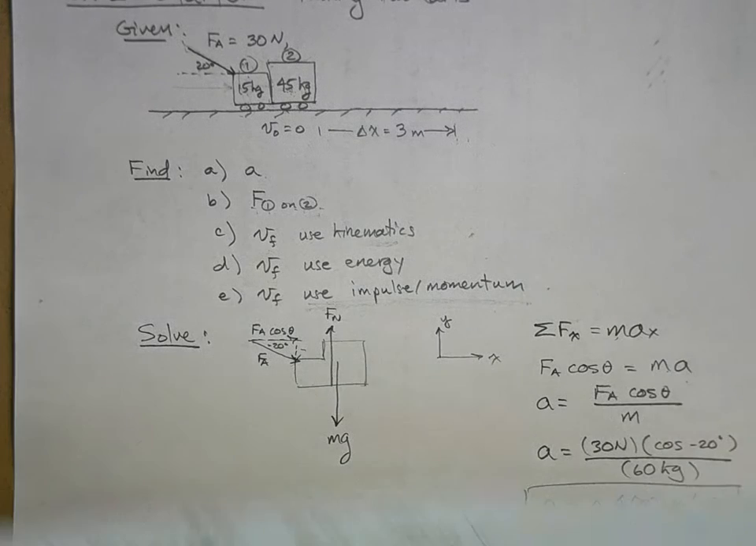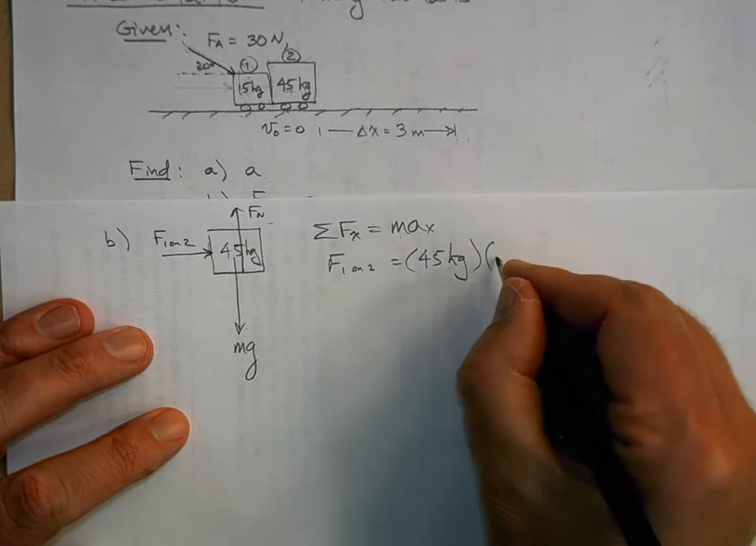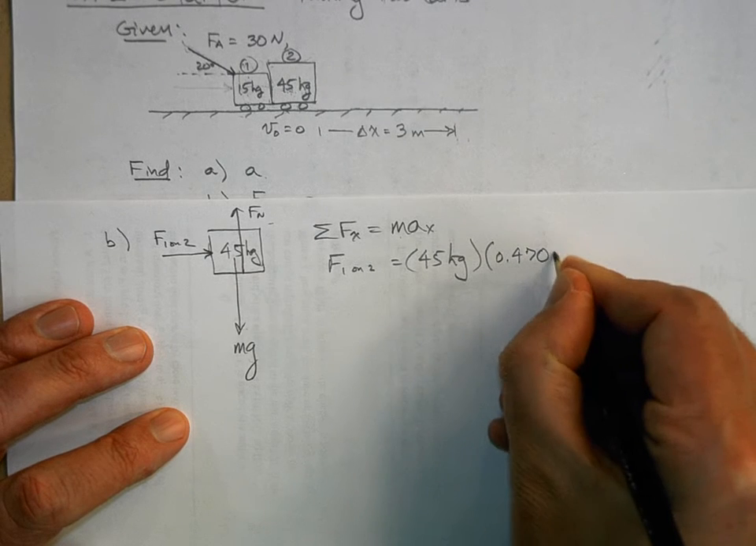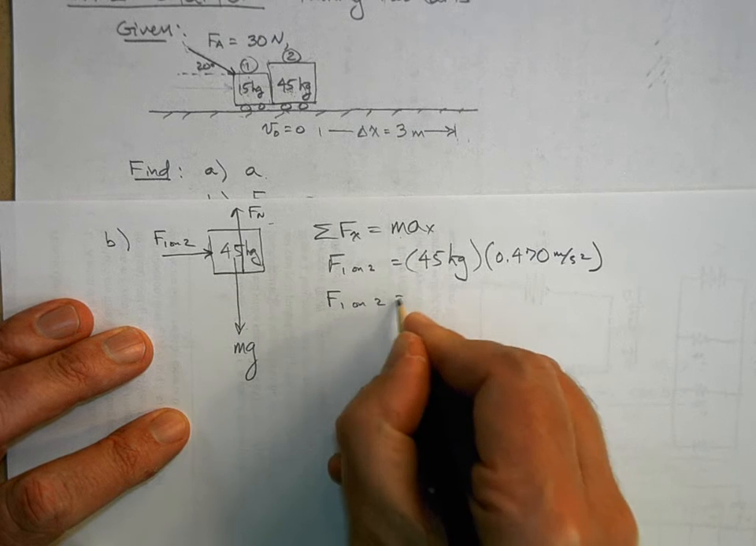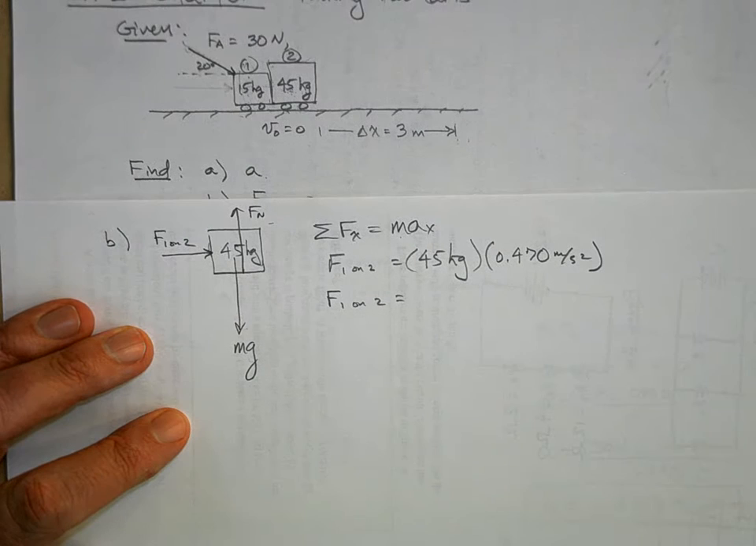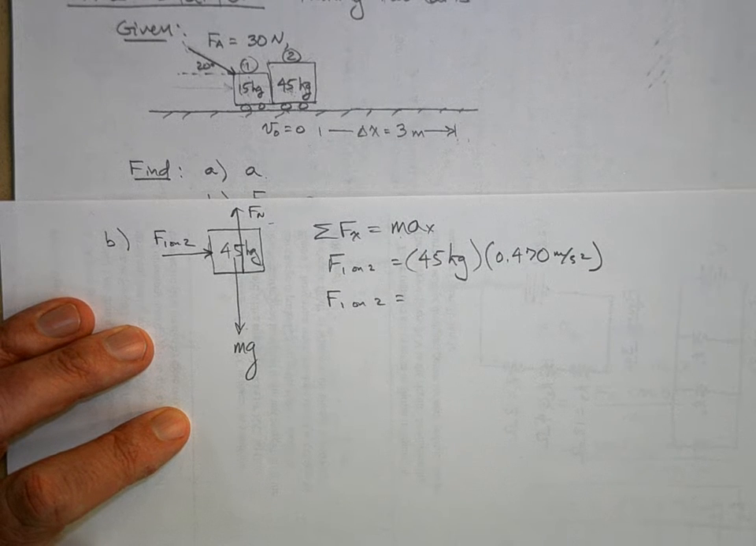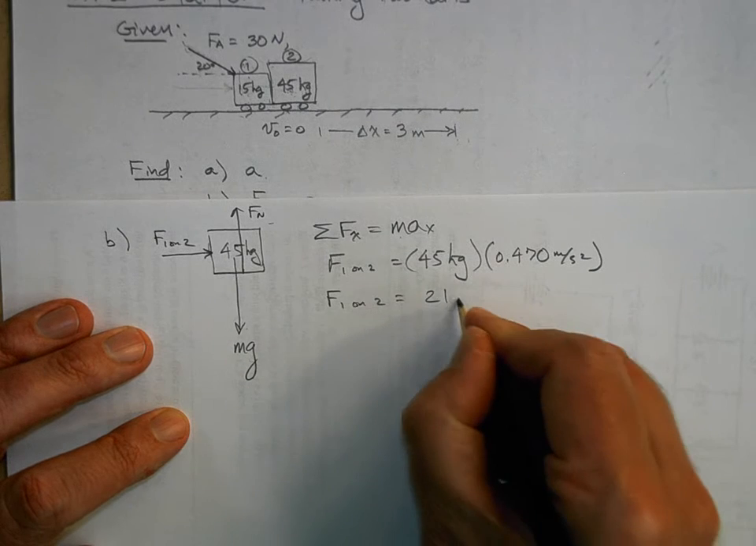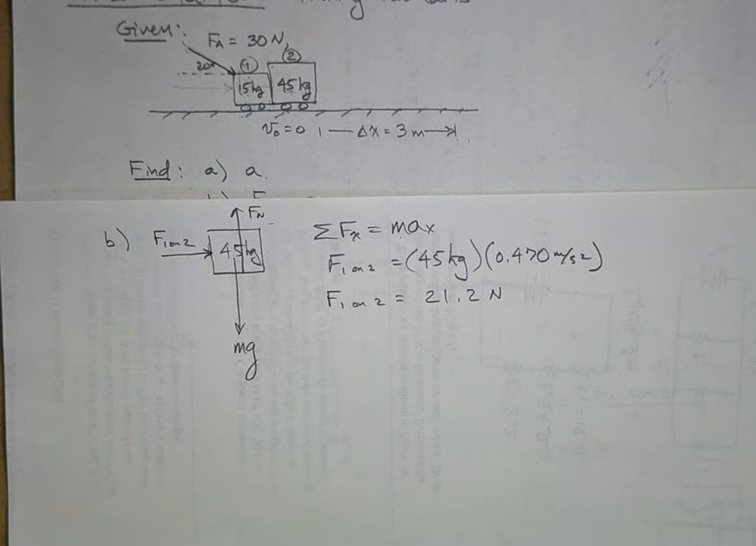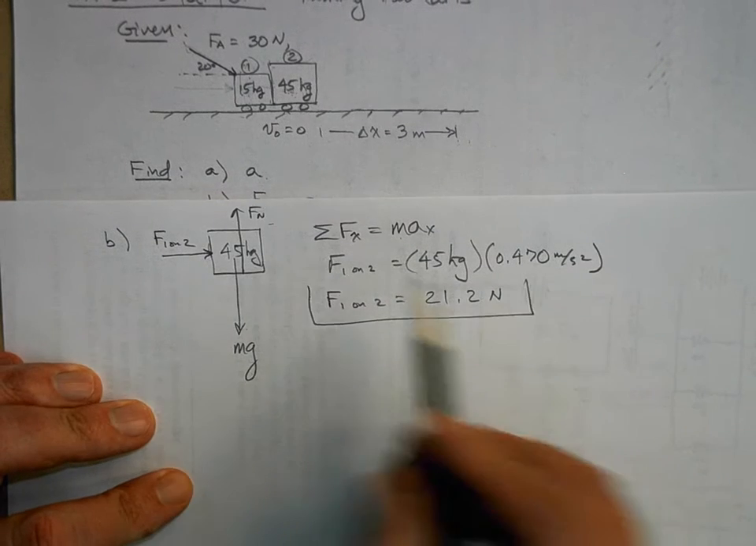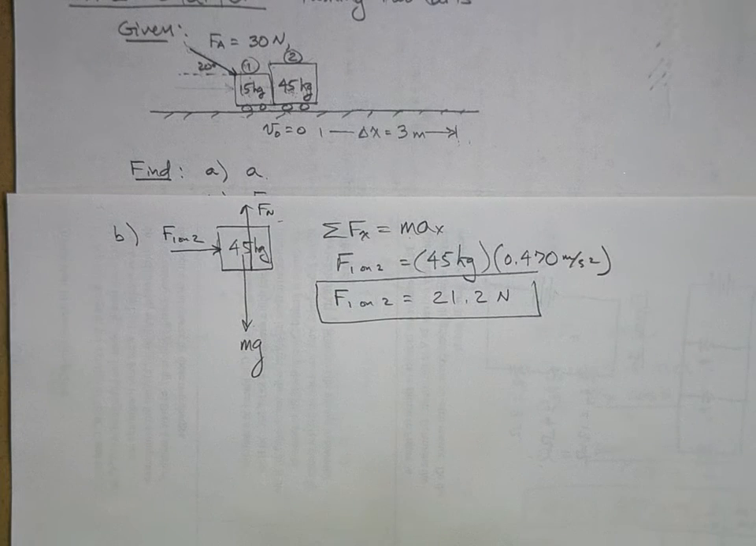4.70 or 0.470 meters per second squared. So the force of 1 on 2 is equal to, let's see, 45 times 0.470, and we get 21.2 newtons. Did anybody get that? If you got that, you're in good shape. Because that was kind of going back a ways.